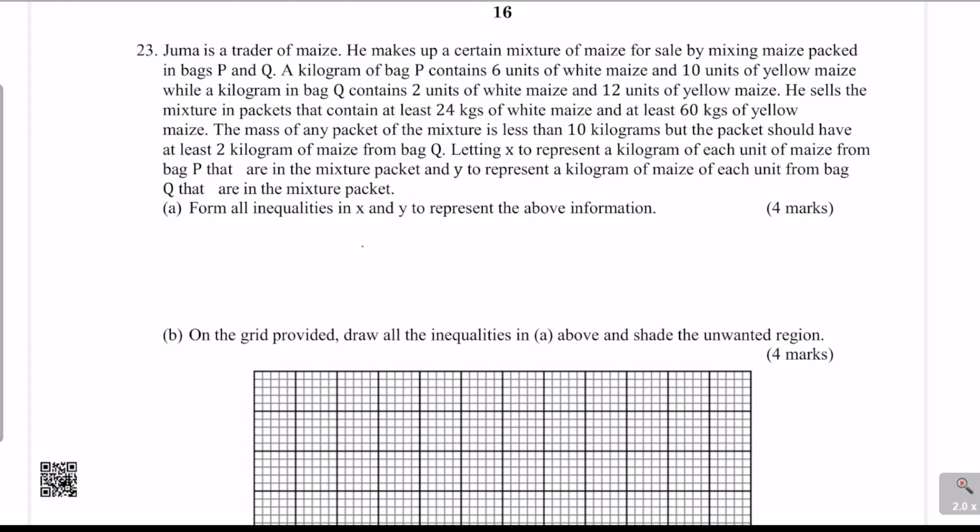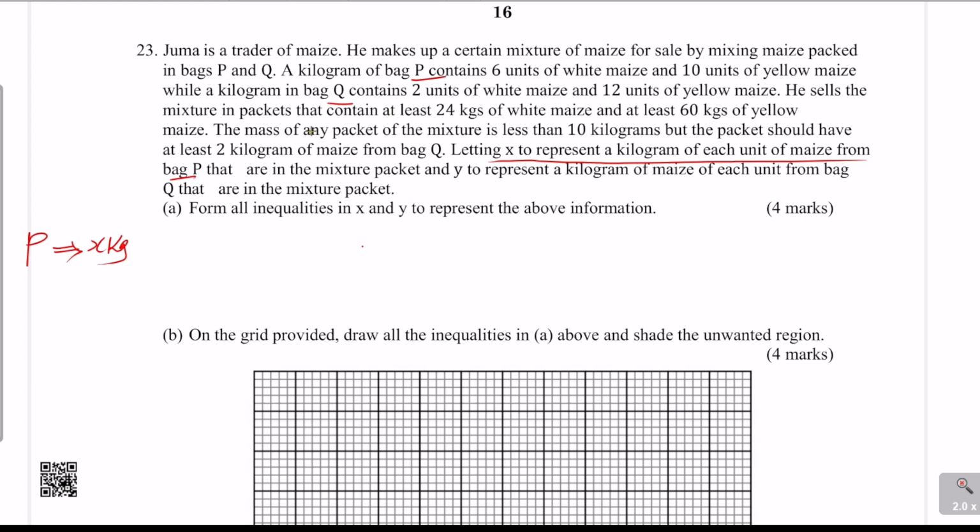Part A, form all the inequalities in X and Y to represent the above information. In forming these inequalities, let's go to the first statement where we have bag P and bag Q. Start by writing bag P. In bag P, we are letting X represent a kilogram of each unit of maize from bag P. So 1 kilogram of 1 unit is X.